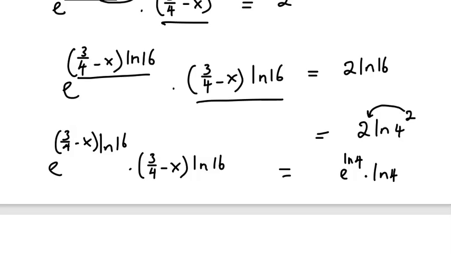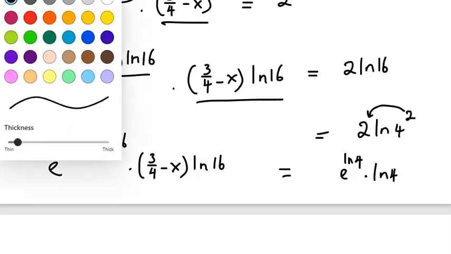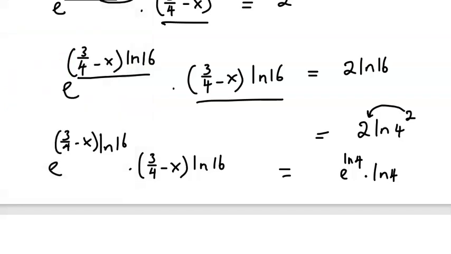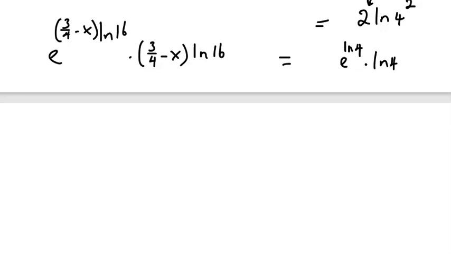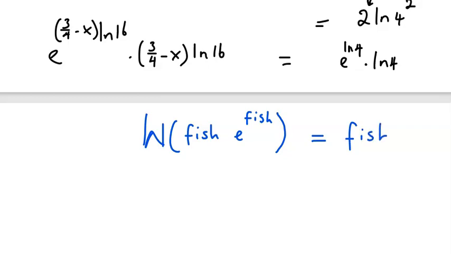Now we can make use of the Lambert-W function on both sides. So if you don't know what this function is, or if you don't know the property of this function, let me just show you the property here. So the W, that is the Lambert-W function of fish, times e raised to the power of fish, will give us our fish back. So do you understand? You will see that this power of e here is equal with this expression here.